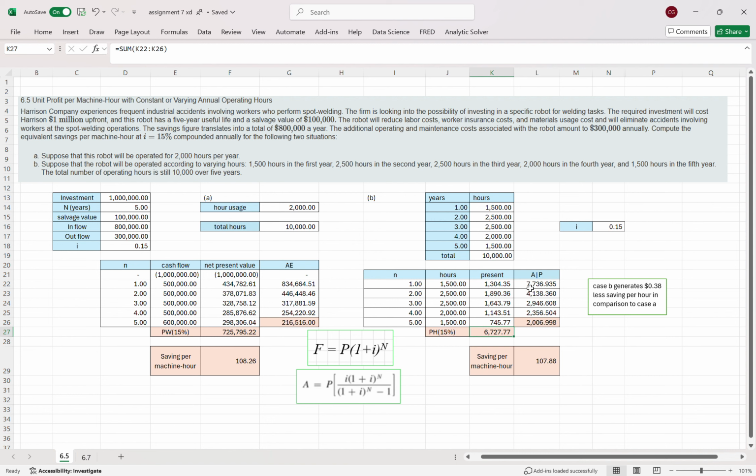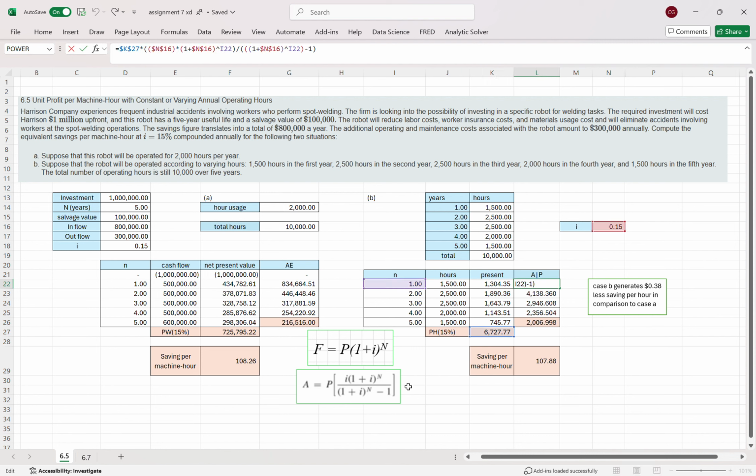Then I used the capital recovery formula to find basically the annual equivalent of savings by the hour, because for this formula we are calculating just hours, we are not talking about dollars, this is all for hours.